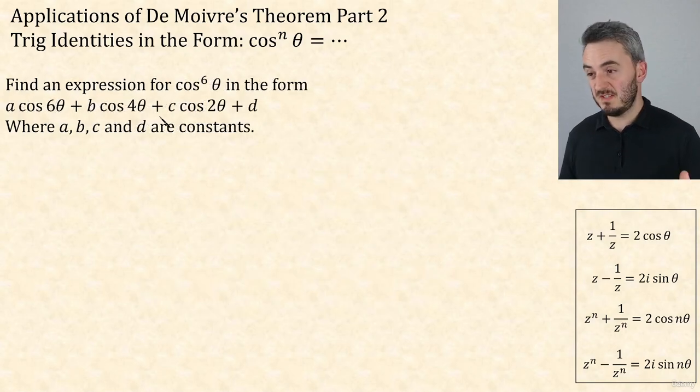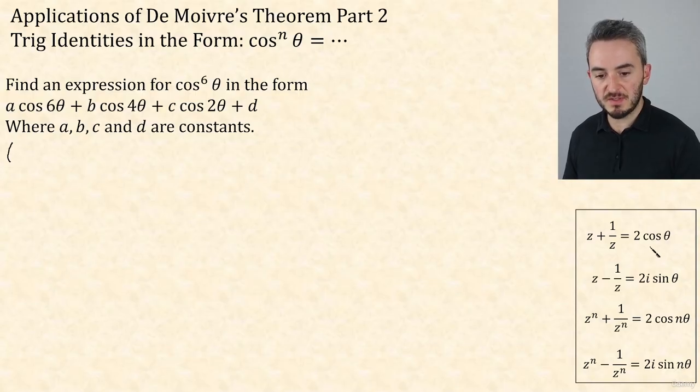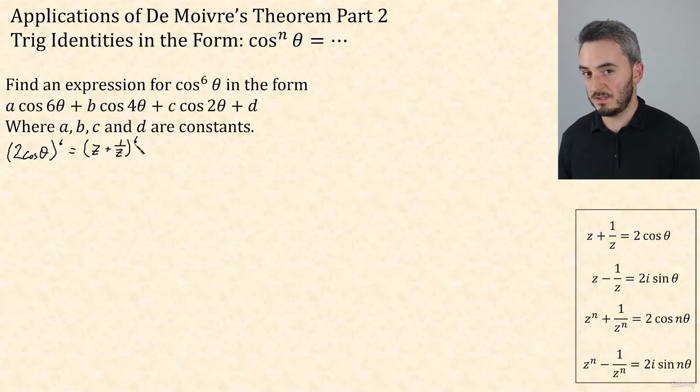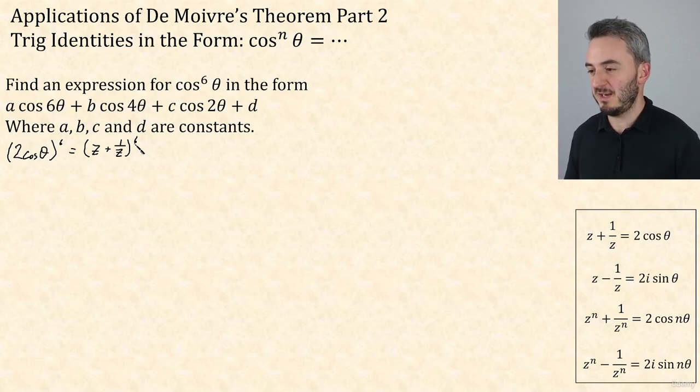Let's just try one more of these. It's a big one. Do pause the video and try this for yourself. We're going to find an expression for cos to the 6 theta. I always start with these ones here, and because it's cos, I'm going to start with 2 cos theta to the power of 6 is z plus 1 over z to the power of 6. I'm not going to make you watch me do all this expansion, but do it for yourself and then come back and check and see if it was the same as what I got.